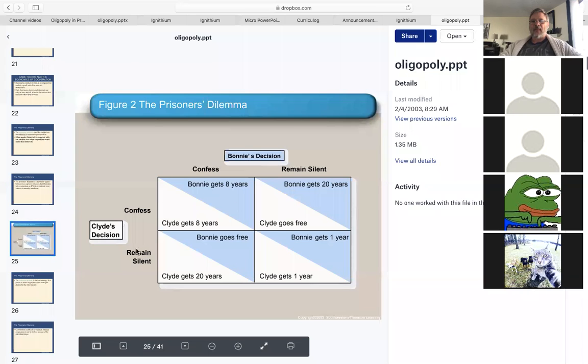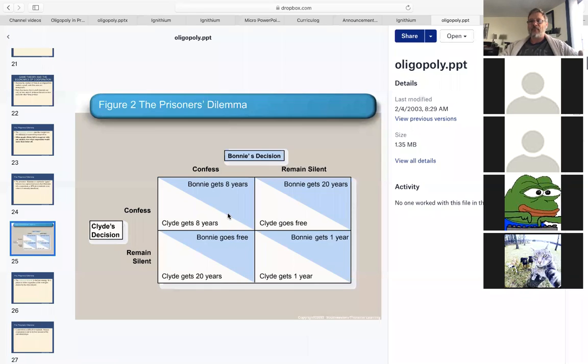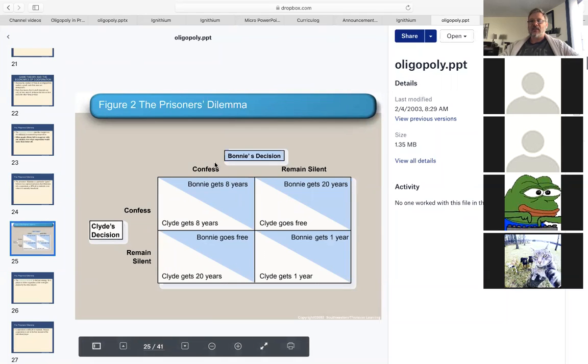To give no evidence. And Bonnie is what we call the column player, and notice that her strategies are symmetric. She can confess or remain silent. And then each one of these cells in this table gives the payoff or the outcome of the strategies of these players when they're played together. So for example, if Bonnie chooses to confess and Clyde chooses to confess, then this top left-hand upper corner cell gives Bonnie's payoff, which is she does 8 years in prison.